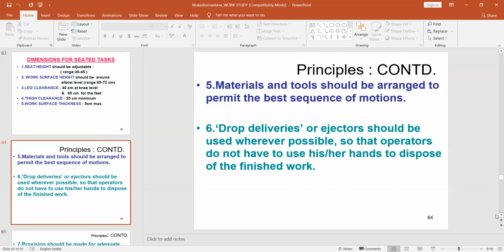Drop deliveries and ejectors should be used wherever possible so that operators do not have to use their hands to dispose of the finished work. Means wherever you need the material, those particular ejectors or bins should be provided. That should be nearer to the workstation so that you can dispose of the finished product in less time.